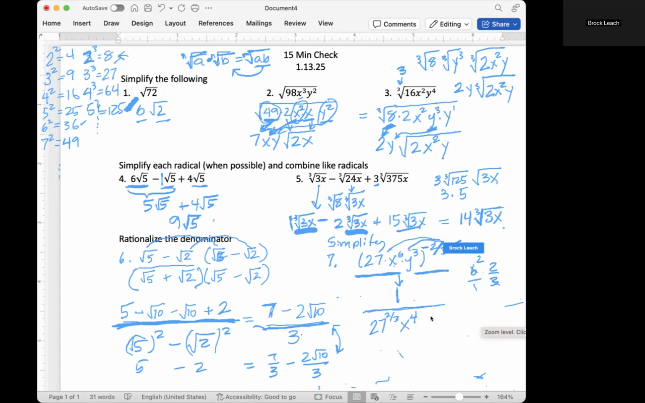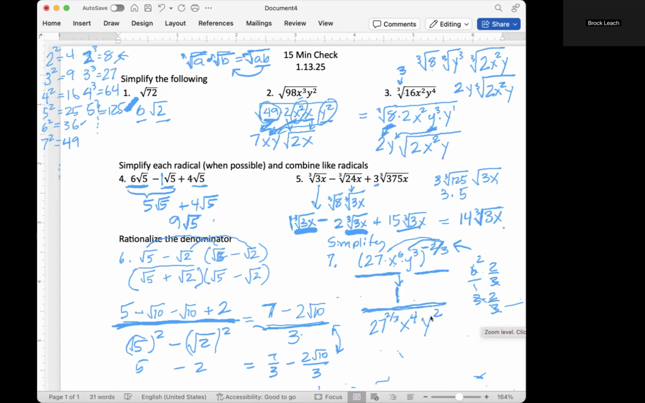And then we have 3 times 2/3, which the 3's cancel, so we have y squared. The negative went away because we moved it down to the denominator. And then we distributed that power.